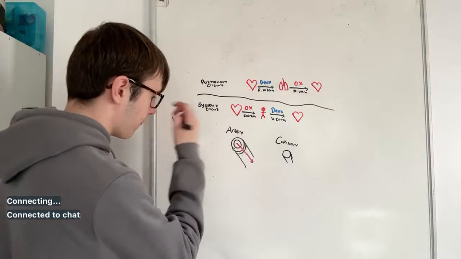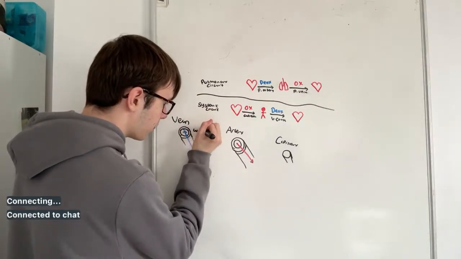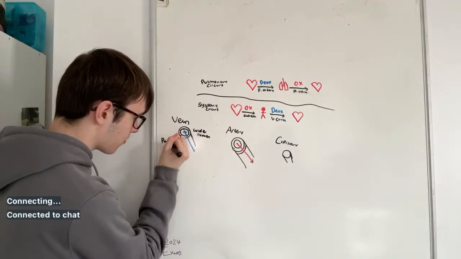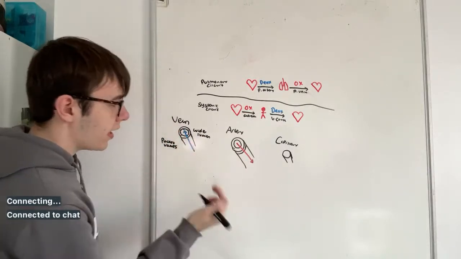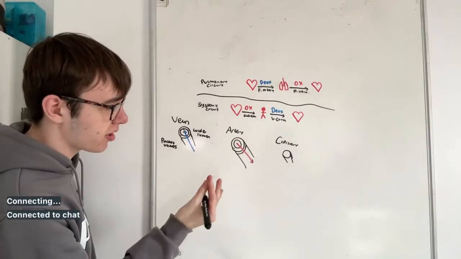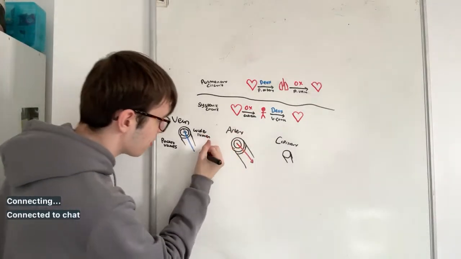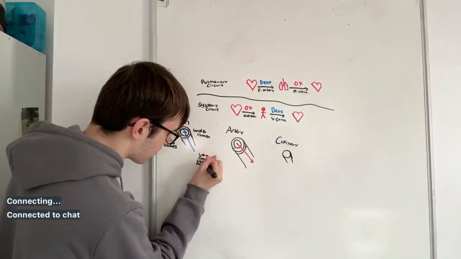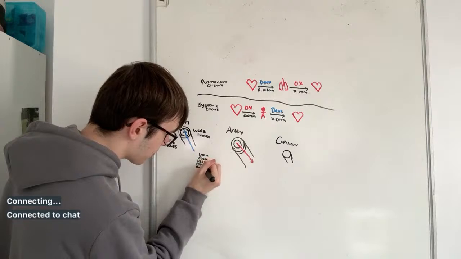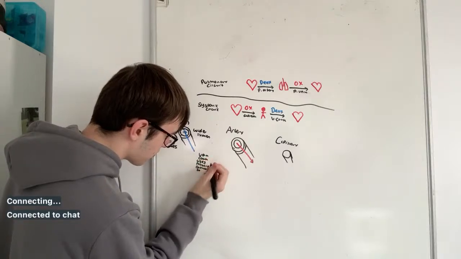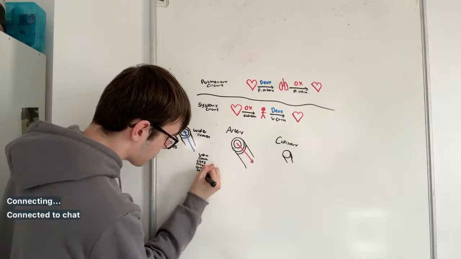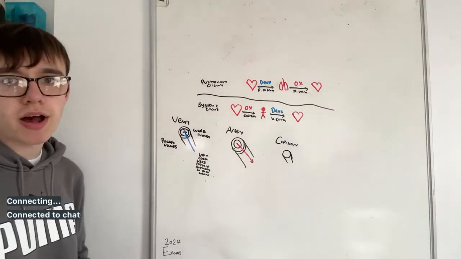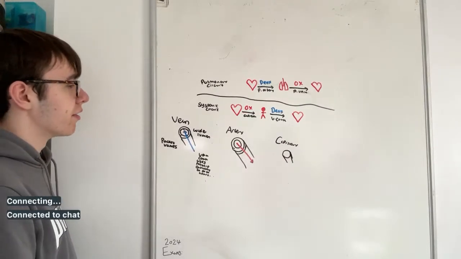Let's look at these quickly. Veins have a wider lumen and pocket valves. They are aided by muscles contracting in order to go back up into the heart. So vena cava uses muscle contractions to go to the heart. That's basically all you need to know about the vein.